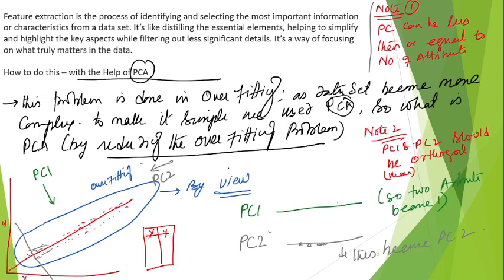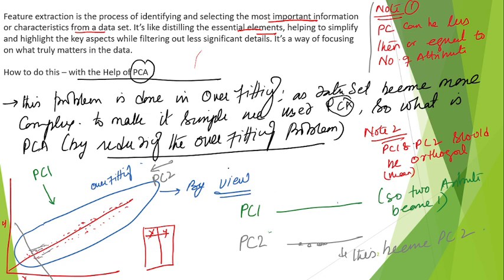So what is feature extraction? Feature extraction is the process of identifying or selecting the most important information or characteristics of a data set. It means that we select the information which is more important to us in our data set. It is like distilling the essential elements, which help us simplify and take the details of the data so that we can focus more on that data set.